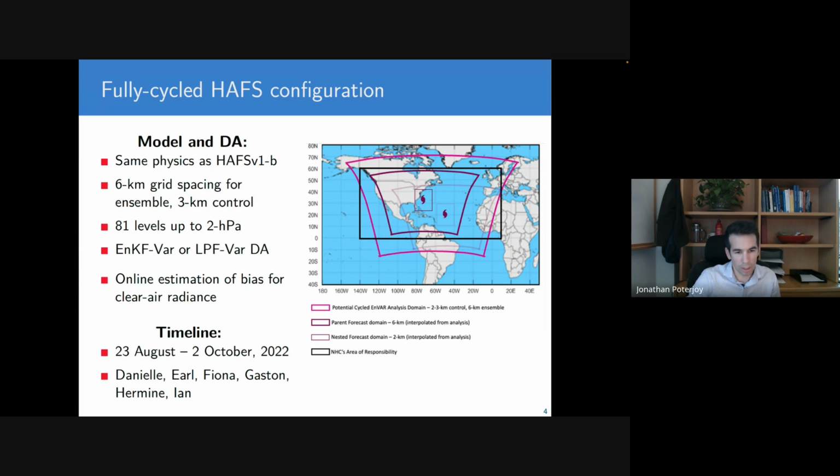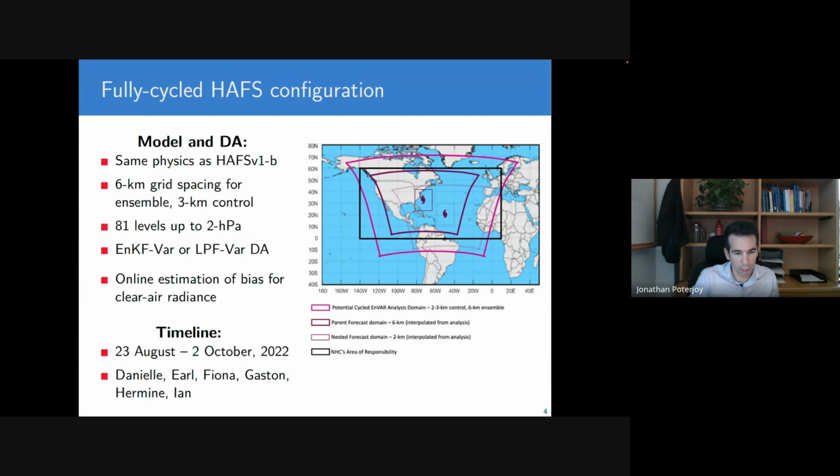And we're going to test out 2 different configurations for updating the ensemble part. One is using an ensemble Kalman filter, and the other one is using the localized particle filter. Again, because we're doing everything over this pretty easy to understand setup where we just have one fixed domain, we can also do some things that are not typically done for the operational system, like perform our own online estimation of biases for clear radiance measurements. And so this is a very expensive setup and requires a lot of software engineering on our side in order to get it to work.